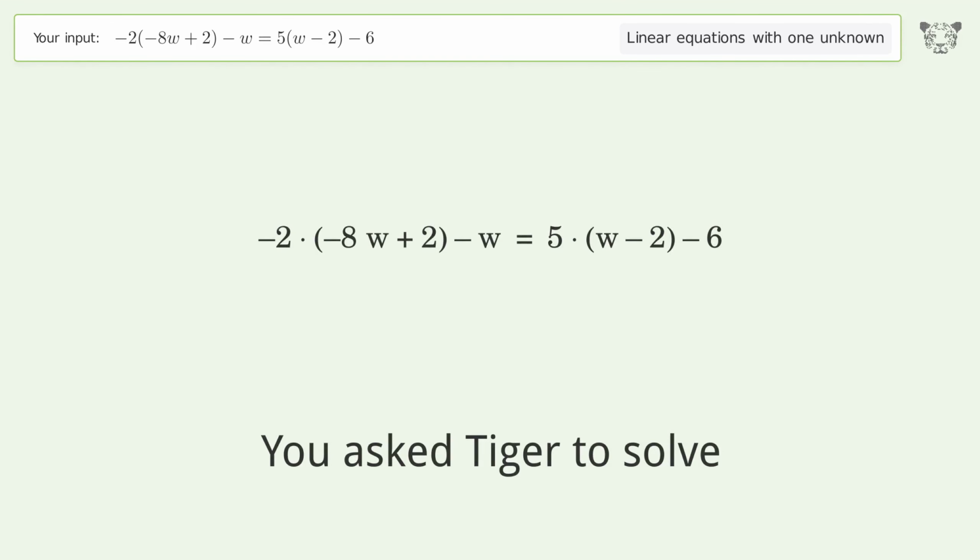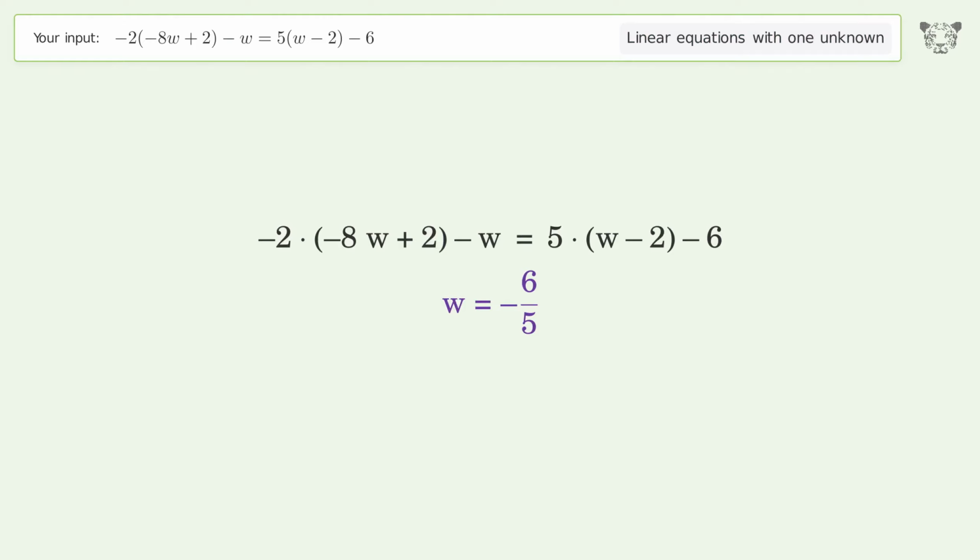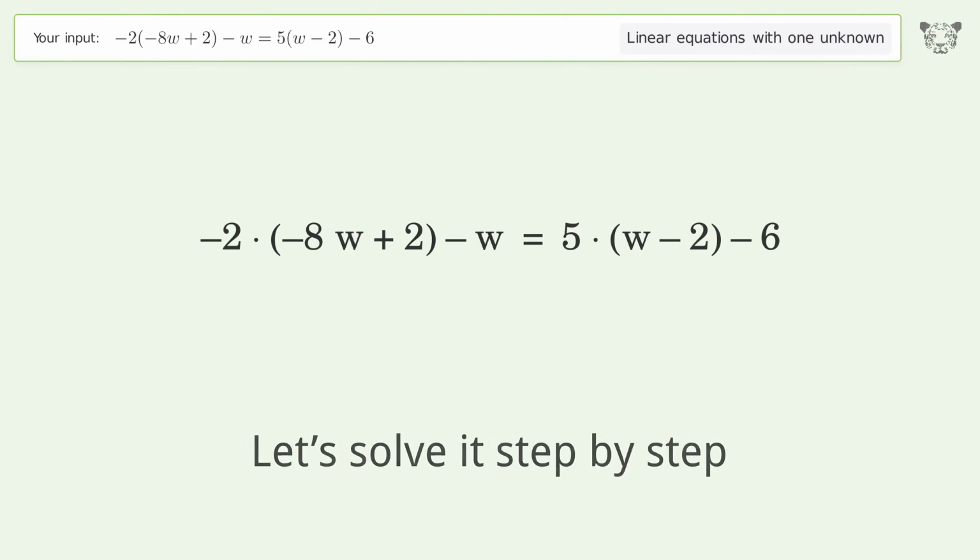You asked Tiger to solve this. This deals with linear equations with one unknown. The final result is w equals -6/5. Let's solve it step by step.